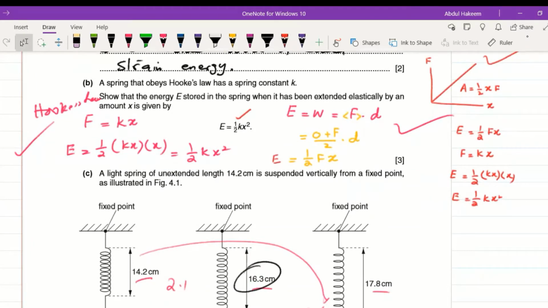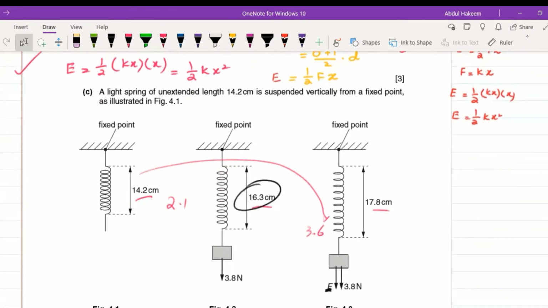Done? Okay. Next, part C. A light spring of unextended length 14.2 centimeter is suspended vertically from a fixed point as illustrated. So this is the unloaded spring. When it is loaded with this load, its length becomes 16.3, so the extension will be 16.3 minus 14.2, which is 2.1. And then further, it is extended by the additional force F. So the extension is 3.6 minus 2.1, right?